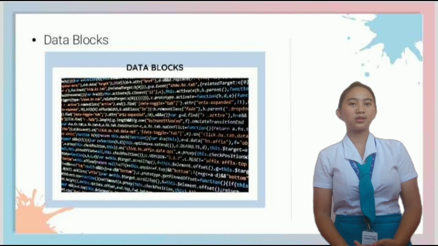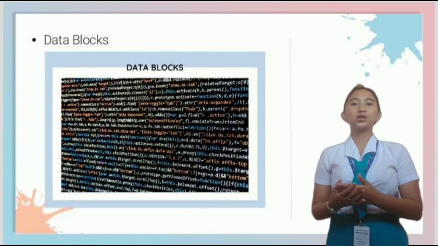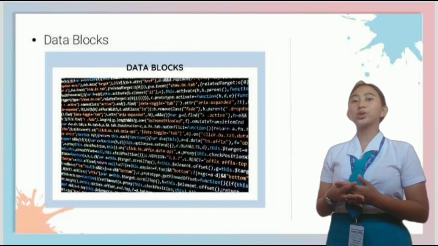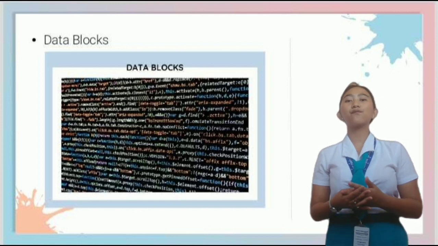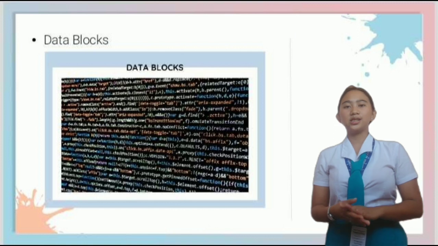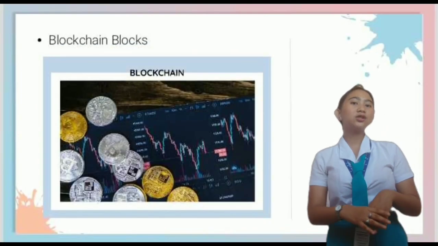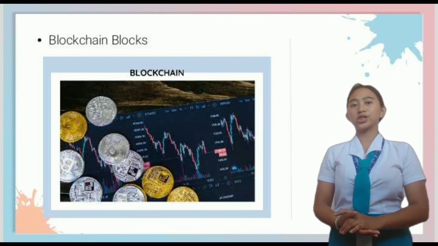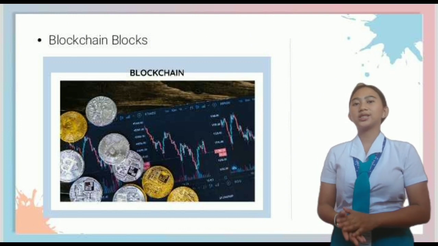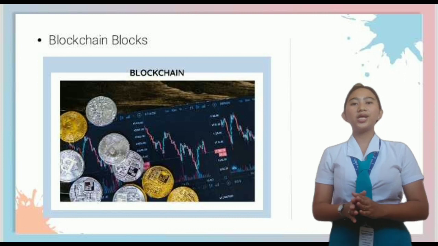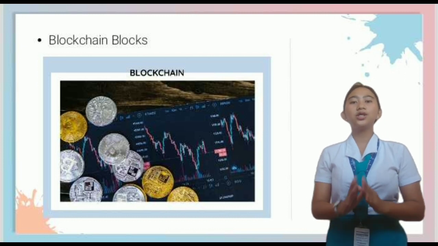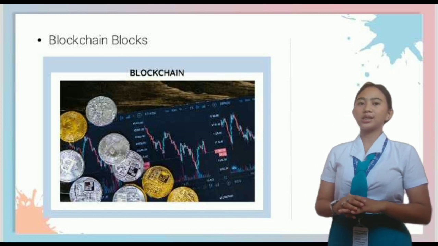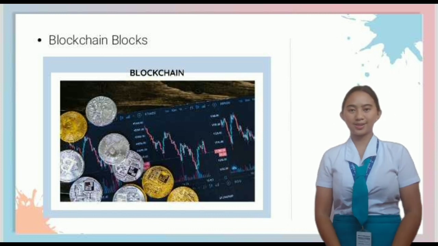Second is data blocks. Data is organized into fixed and variable sizes of blocks for efficient storage and retrieval in data processing. Next is blockchain, a chain of data blocks used in cryptocurrency and distributed ledgers. Each block contains transactions and creates an immutable ledger.